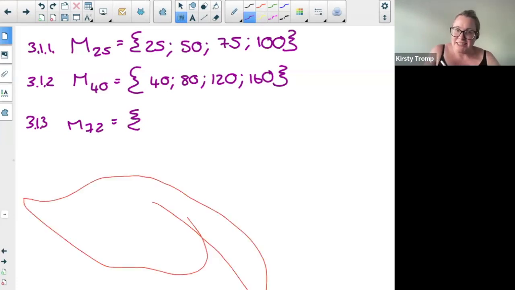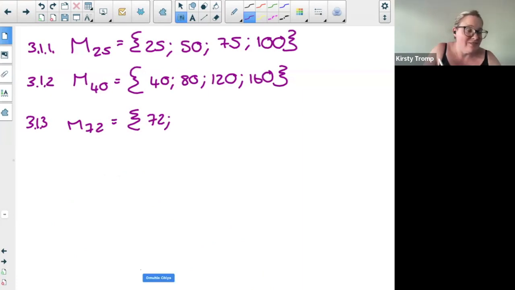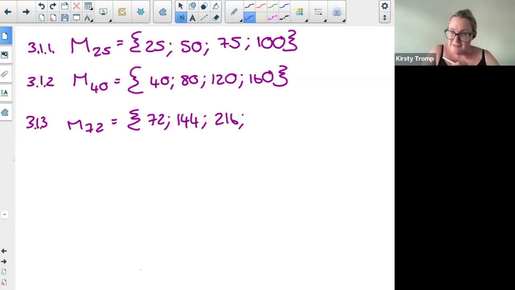1 times 72 is 72. Well done. Okay, 72, good. 2 times 72 is 144. 144, well done. 3 times 72 is 216. Amazing, well done. And 4 times 72 is 288.